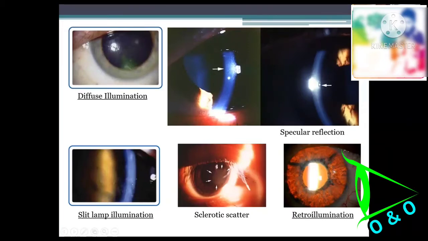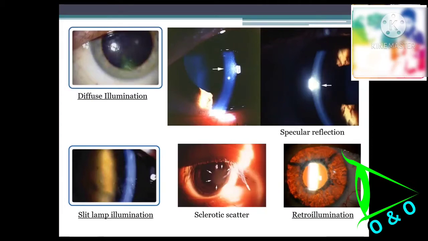And if you're on high mag, you can actually see some of the subtle things around the endothelium. Another technique is sclerotic scatter. What you do here is you have a very high intensity beam right on the limbus. The light from the sclera scatters and reflects all over the cornea, and it can highlight subtle, superficial corneal abnormalities.